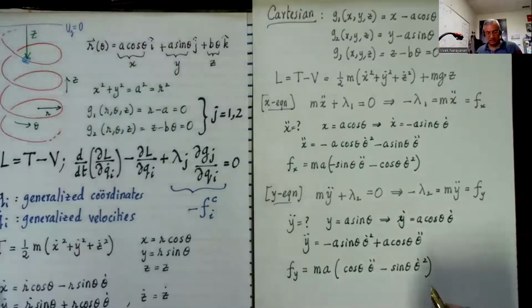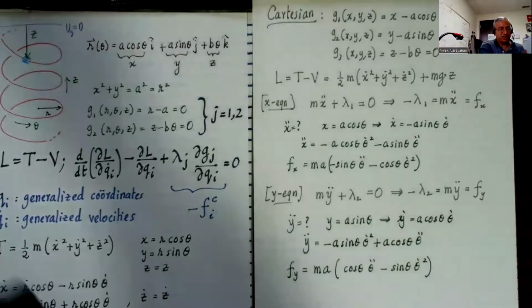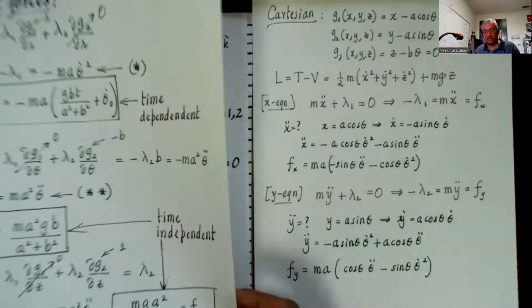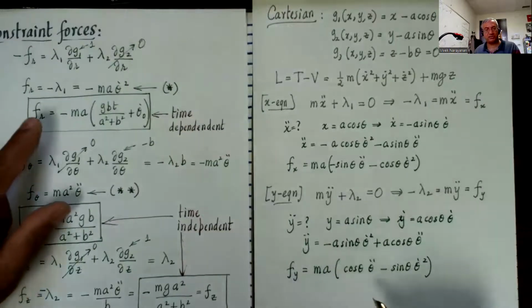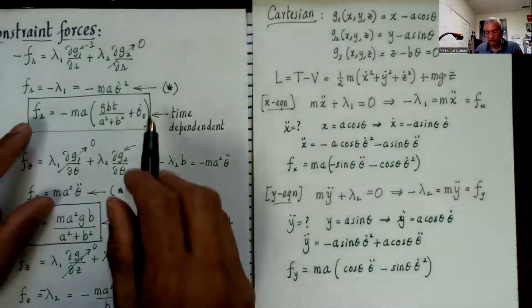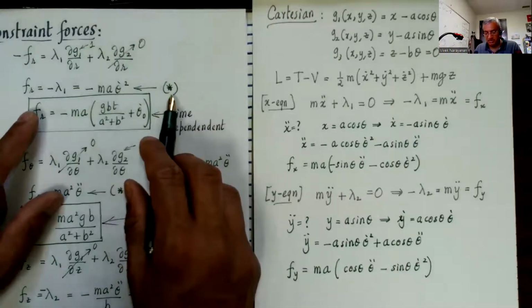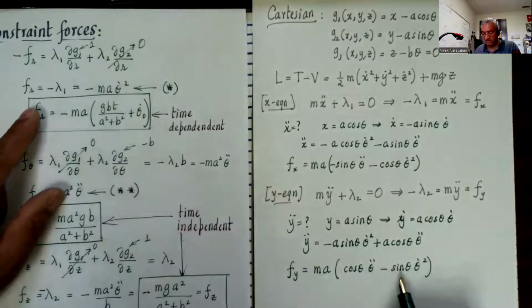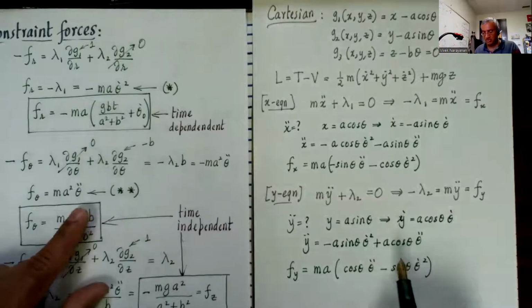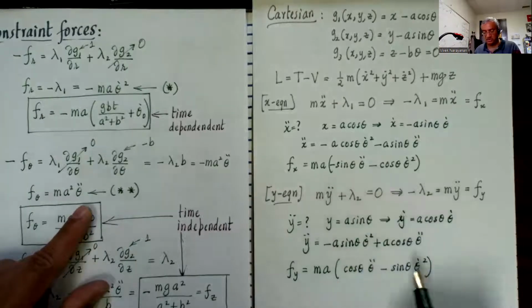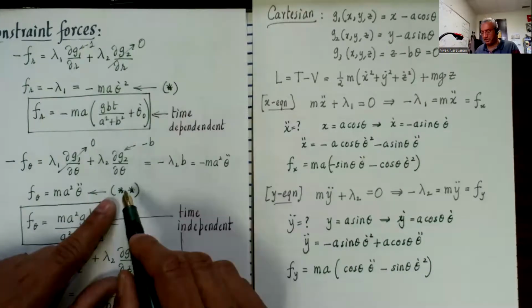What I would like now to do is to compare this with the equations I called star and double star. I wanted to focus on them for a reason, because if you look at this, I get ma theta dot squared. So I can now try to replace these two equations with star and double star. Let me do that.